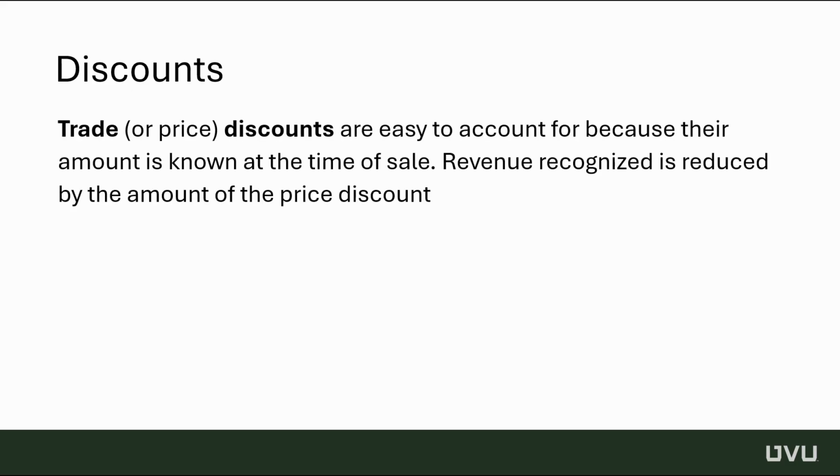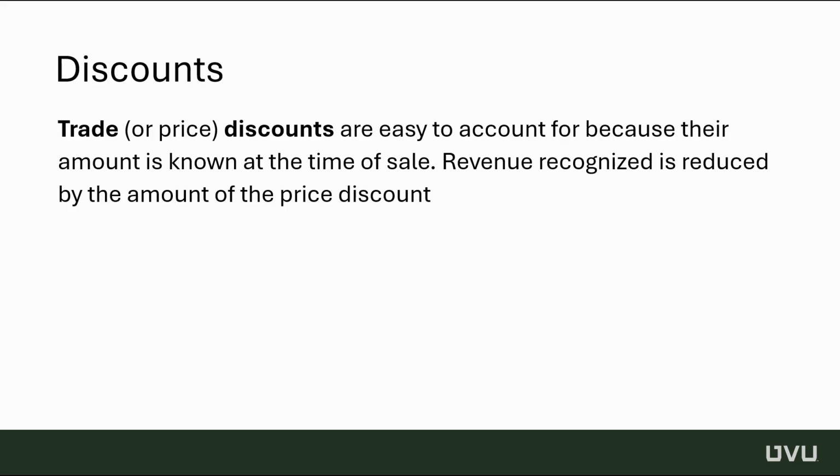These are easy. A distributor might get some percentage discount off the list price because they're buying in bulk. Or maybe price discounts reflect negotiations between buyer and seller. Importantly, the amount of a trade discount is known at the time of sale. So this all factors into the transaction price of the contract, and there's really nothing fancy to account for. The revenue that hits the income statement is already net of the trade discount.